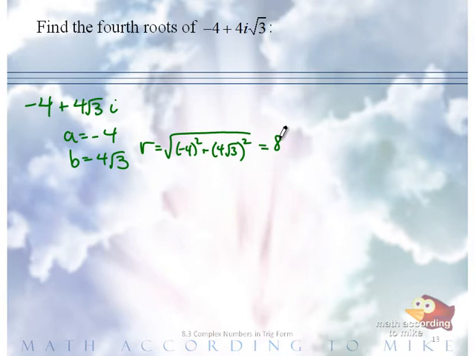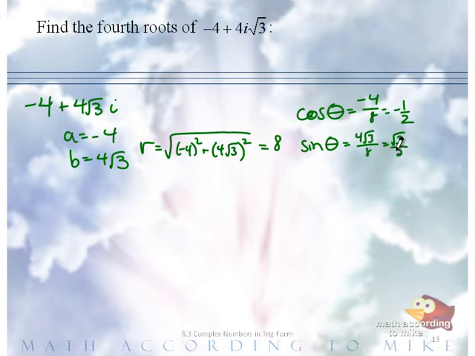That means the cosine is A over R. Yep. The sine is B over R. Radical 3 over 2. So what angle theta has a cosine value of negative 1/2 and a sine value of radical 3 over 2? 120 degrees.